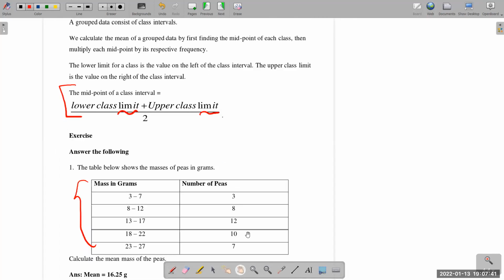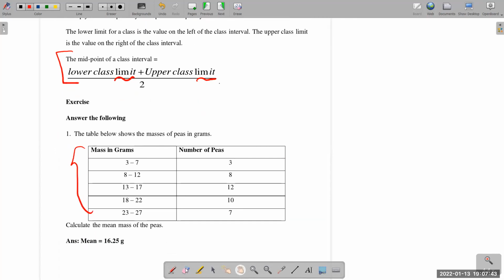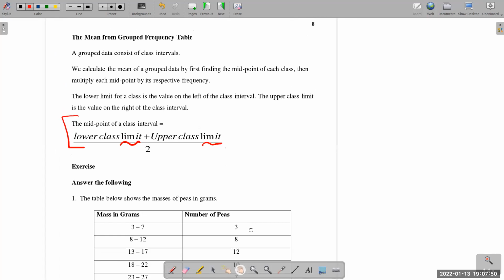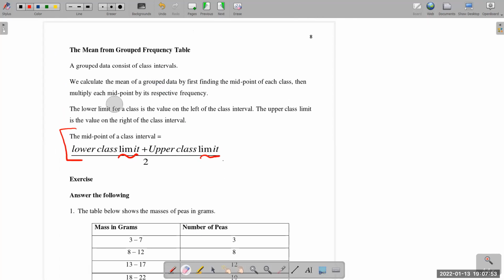So now let's go down here and let's see what this is asking us for. Now, this is the steps to find the mean of group data. So here's the notes that you're gonna have to write out on your own. It says here, group data consists of class intervals. We calculate the mean of group data by first finding the midpoint of each class, then multiplying each midpoint by its frequency. Do you realize it's kind of similar?